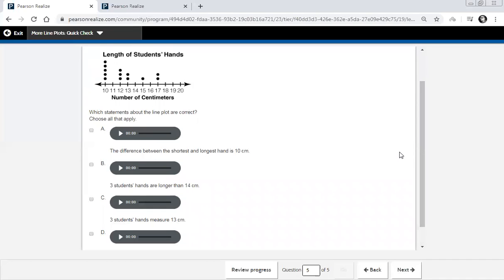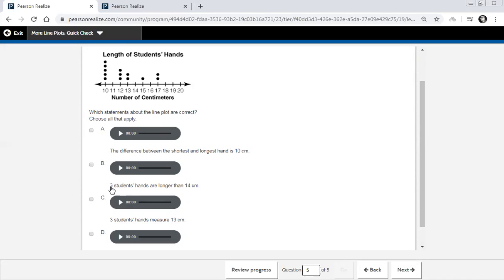He said that the difference between the shortest and the longest one is 10 centimeters. Okay, let's check the line plot. The shortest length here is 10 centimeters, but the longest one is 17. So 17 minus 10, the difference between them is 10. No, it's 7. Yes, because 17 minus 10 is 7. So option A is totally wrong.